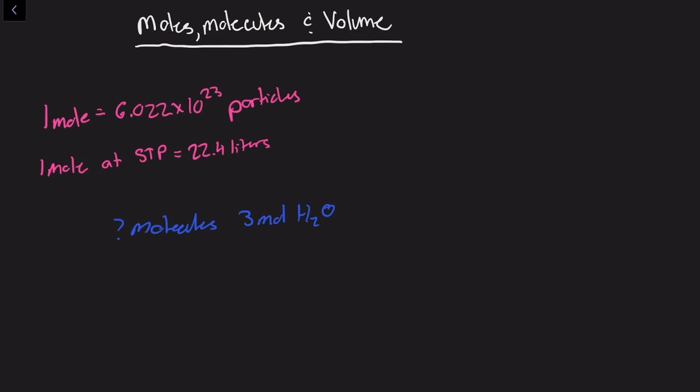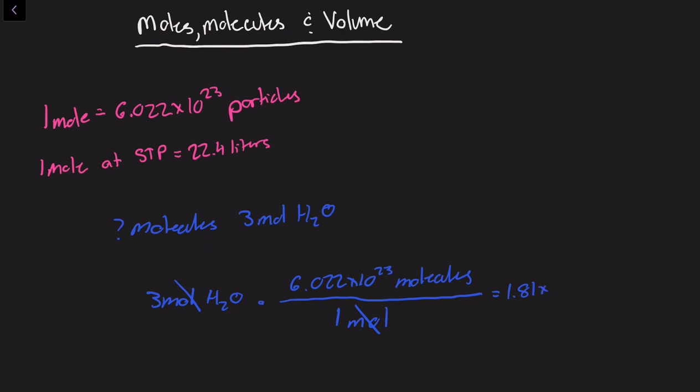So we're going to start with our 3 moles of H2O and then multiply it by our conversion factor, 6.022 times 10 to the 23rd molecules in 1 mole. I'm putting molecules on the top, moles on the bottom, so that my moles cancel out. One's on the top, one's on the bottom, we cross cancel. Once we do the multiplication, we end up with 1.81 times 10 to the 23rd water molecules.